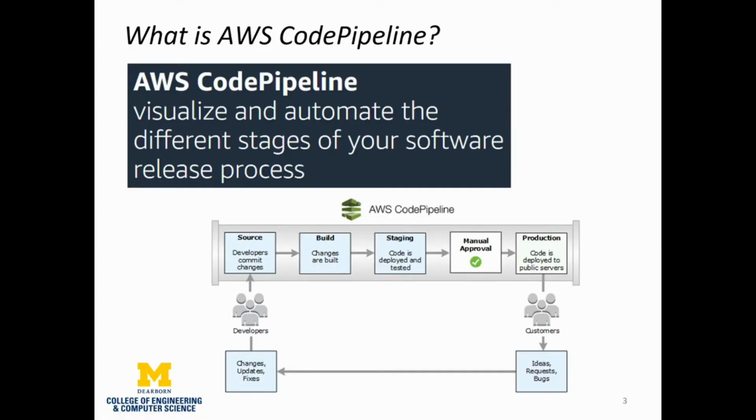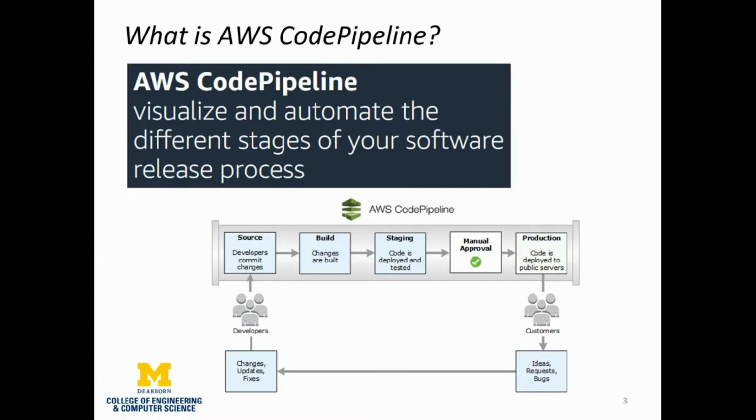So, a brief introduction about what AWS CodePipeline is. Basically, CodePipeline helps us automate the build, test, and deploy phases of our release process every time there is a code change. So if we make any change to the source code and commit that change, it will automatically be built, released, and deployed.